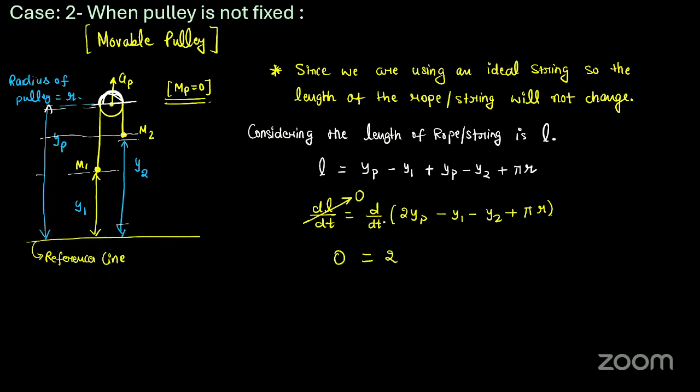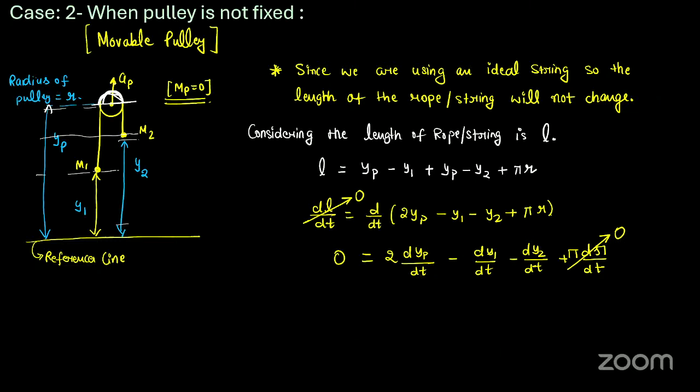This 2 can be taken out, and this will become dyp by dt minus dy1 by dt minus dy2 by dt plus pi, we can take out, dr by dt. अब देखो, dr by dt will also not change, because r is nothing but the radius of the pulley. तो radius of the pulley थोड़ी change करेगा over the time, so it will also be 0. Now what is this dyp by dt?